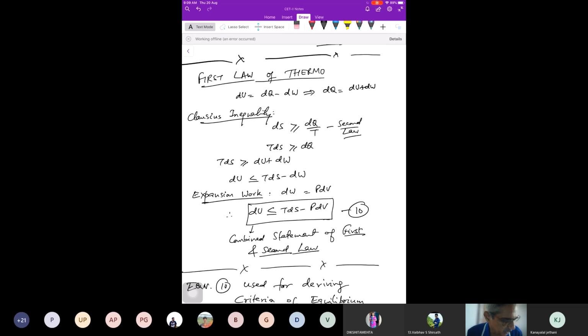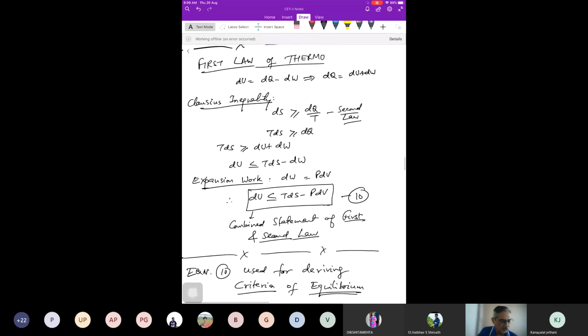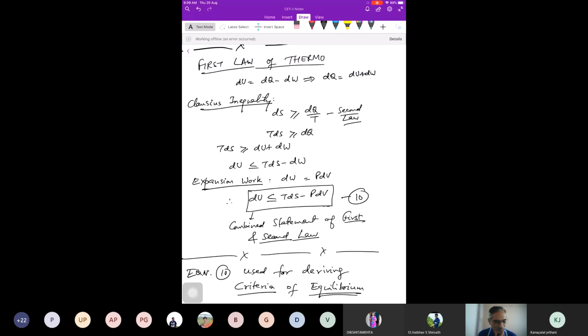We'll use that as a starting point. The first law says that dU is equal to dQ minus W, or Q minus W, whatever you write, it doesn't matter. From there we can get dQ is equal to dU plus dW. Clausius's inequality says dS is greater than or equal to dQ by T. That also comes from the second law. And from here we get TdS is greater than or equal to dQ.